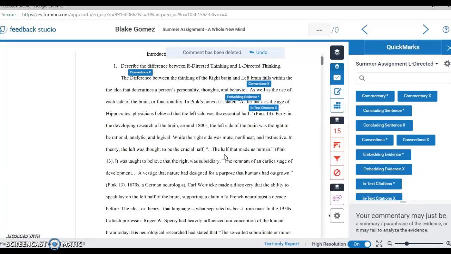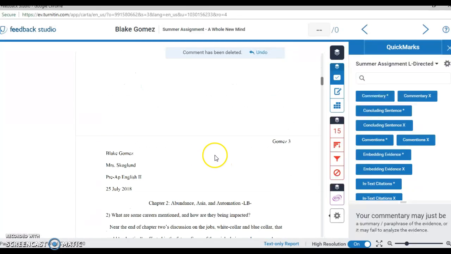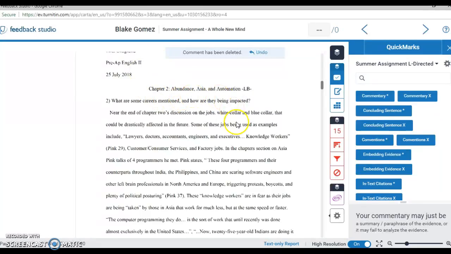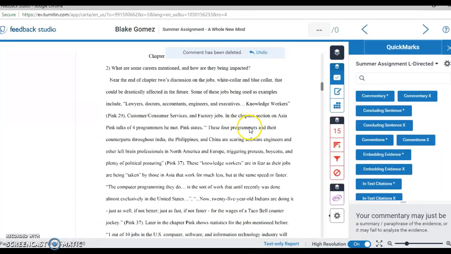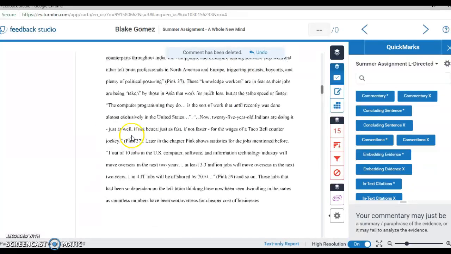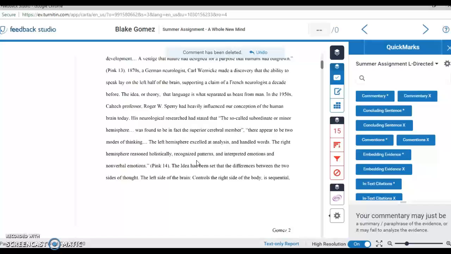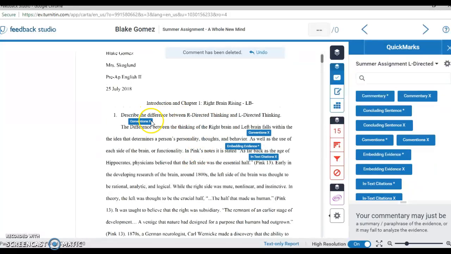All right, next I looked at evidence. I think this is the strong point of your writing right now, Blake. I think you did a really nice job selecting evidence, and actually I'm going to skip to chapter 2 where I really noticed this. I liked how you talked about a bunch of different jobs that were being affected by the 3 A's, and then you talk about some of the specifics of what's going on there later. So I thought you were definitely picking quotes that related back to the question.